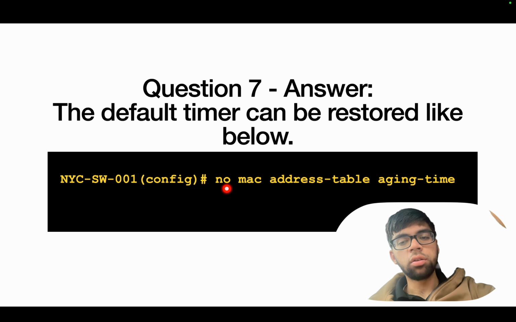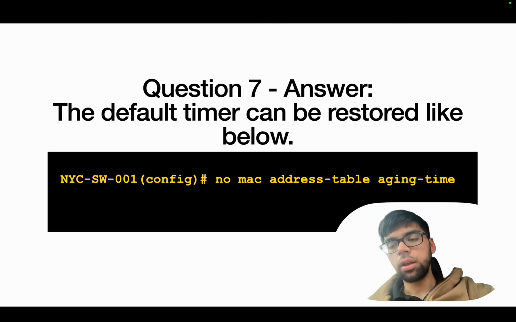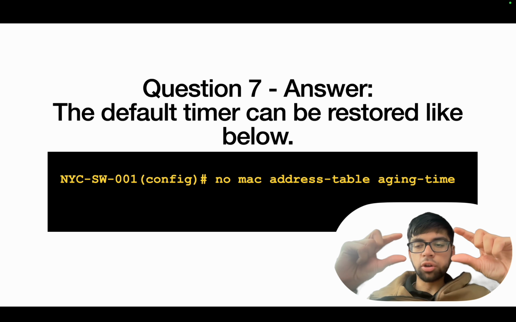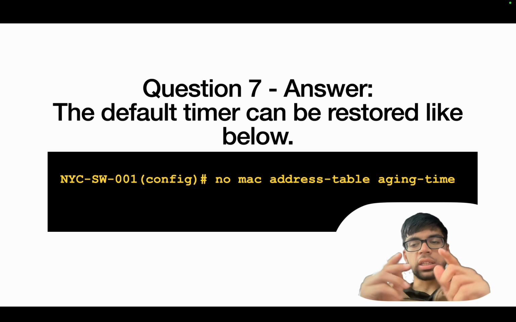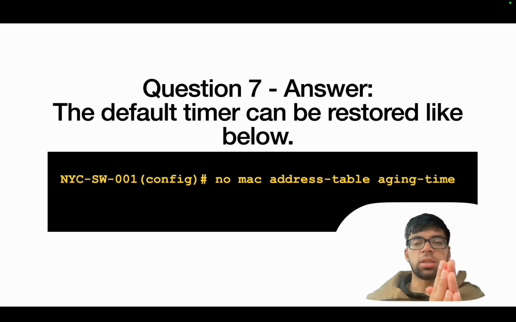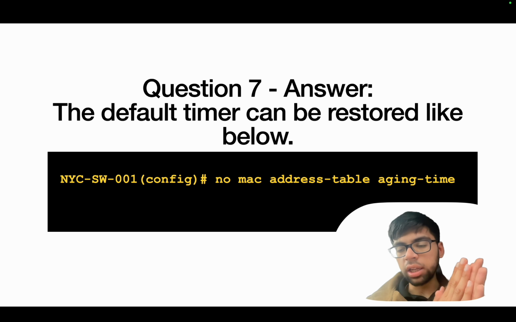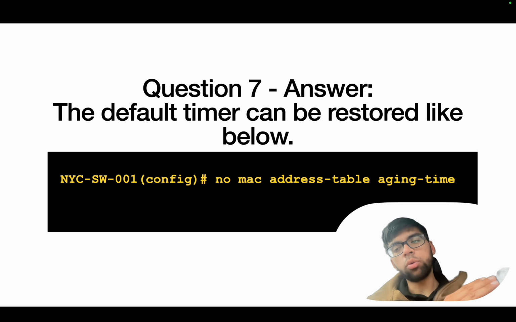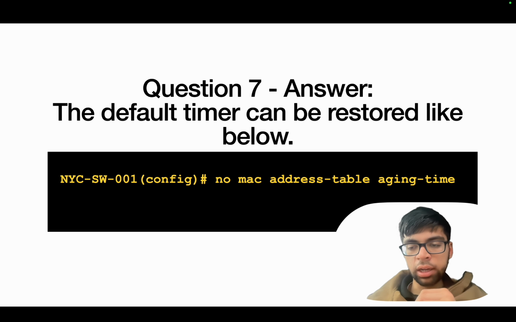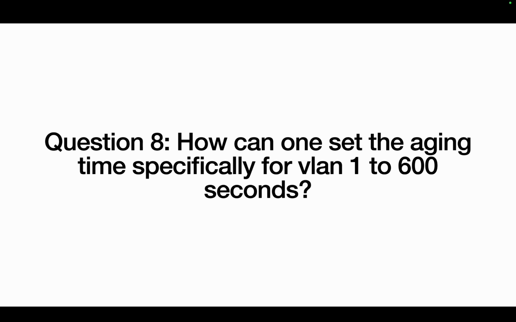So that's what we've done. We've added no to that string of commands, parameters, whatever you want to call them. We are adding no at the start. What that means to IOS is that the aging time that's configured, we're going to take that away, and we're going to put you back on the default aging timer. Okay, last question. How can one set the aging time specifically for VLAN 1 to 600 seconds?